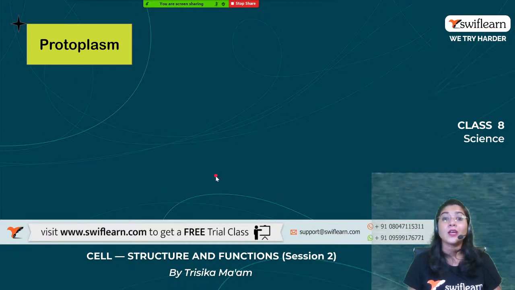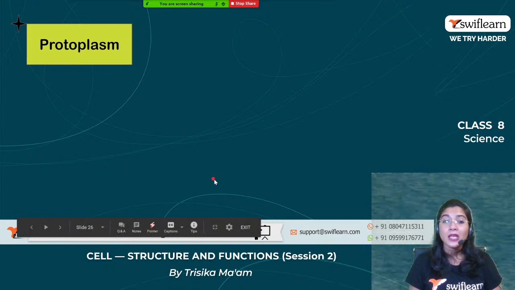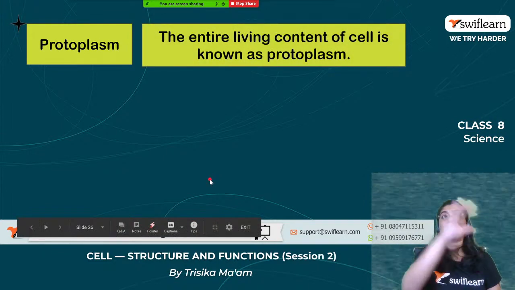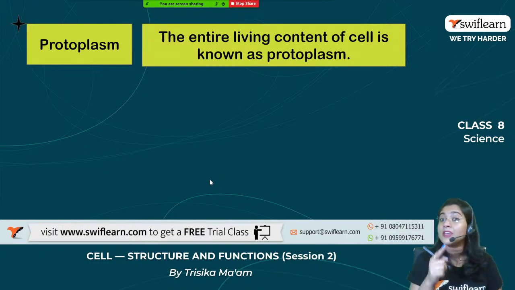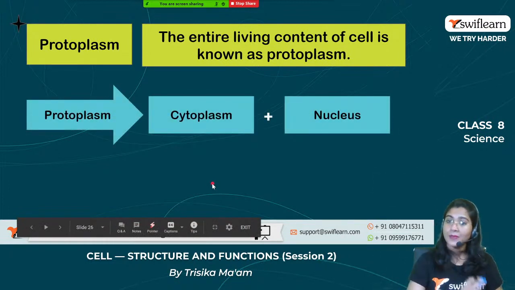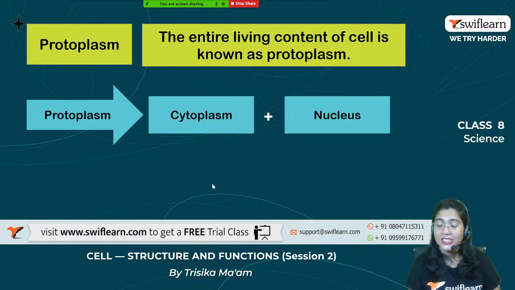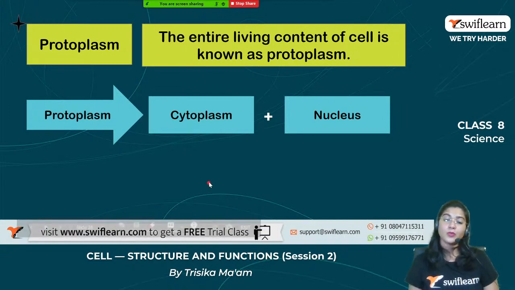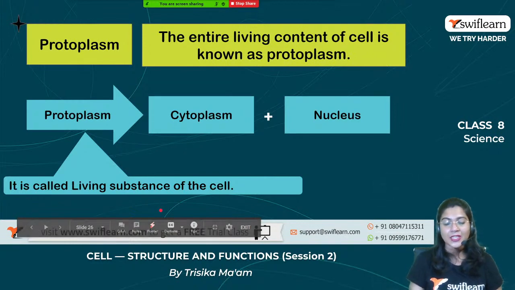Okay, now let's move on to the protoplasm. Already I have said what the protoplasm is. It is the entire living content within the cell. Always remember it is composed of the cytoplasm as well as whatever is present within the nucleus, that is the nucleoplasm. So the cytoplasm and nucleoplasm together form the protoplasm, and it is the living substance of the cell. Clear? Up to this much, any question you can ask me in the chat box.